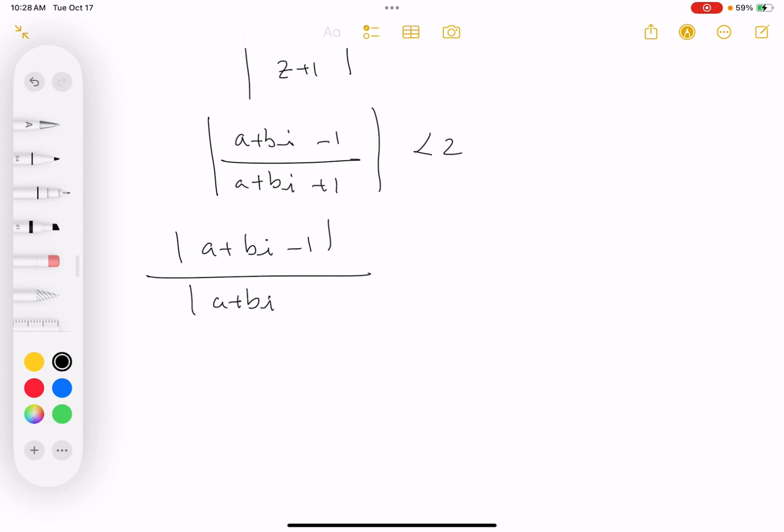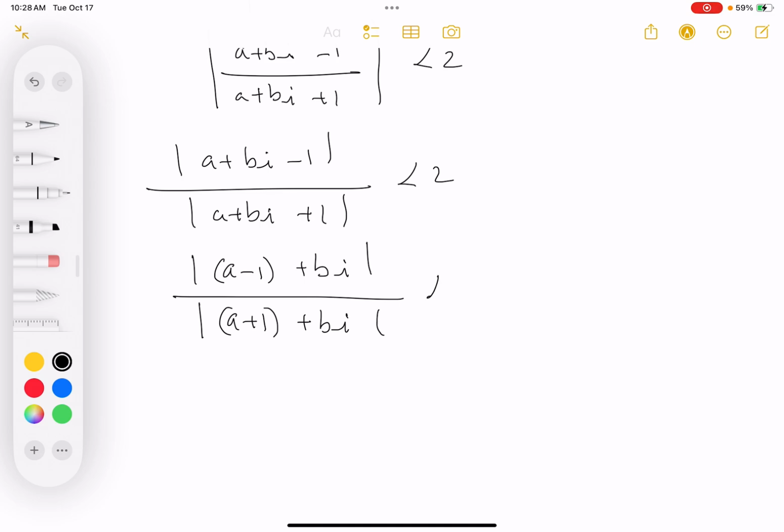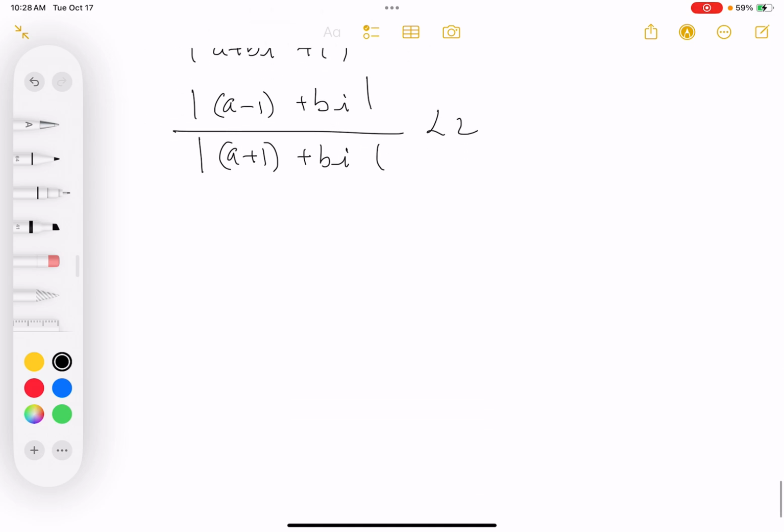A plus bi plus 1. And I got to do the modulus. Before I do that, I want to rewrite it a little bit differently. I'm going to say it's a minus 1. That's the real part. Plus bi. That's the imaginary part. And on the bottom I'm getting a plus 1 plus bi. And I can put the modulus down now.